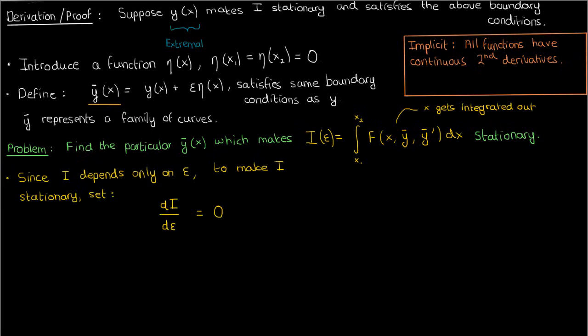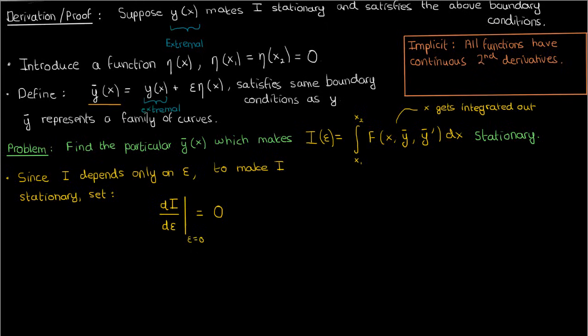It's like single variable calculus. If you want a function to be stationary, just set its derivative to 0. But we already know what value of epsilon corresponds to a stationary I, and that's epsilon equals 0. Because remember, the function y of x was already assumed to be stationary beforehand, and so it's easy to see that when epsilon equals 0, the particular curve that we end up for y bar is our desired extremal y.